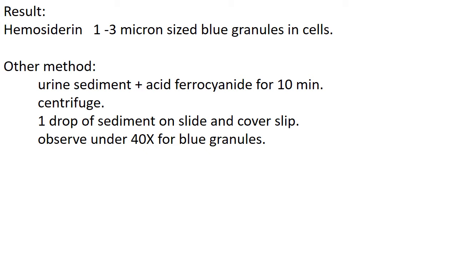Other method. The test can also be done by adding acid ferrocyanide solution to urine sediment and leave the tube at room temperature for about 10 minutes. Then centrifuge again and discard the supernatant. Place a drop of sediment on a glass slide, cover with a cover slip and examine under 40x magnification under reduced light for blue granules in renal tubular cells in the sediment.